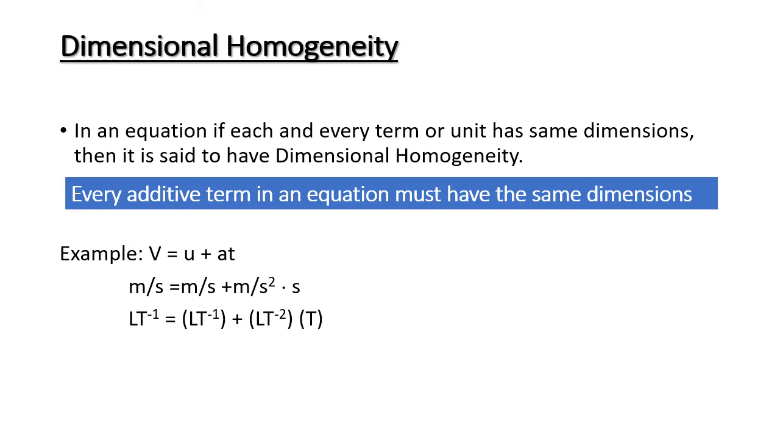Okay, what is dimensional homogeneity? If you take any equation, the dimensions on the left hand side should be equal to the dimensions on the right hand side. Then we say that the equation is satisfying dimensional homogeneity. If it is not satisfying, then we are wrong somewhere in the previous steps.